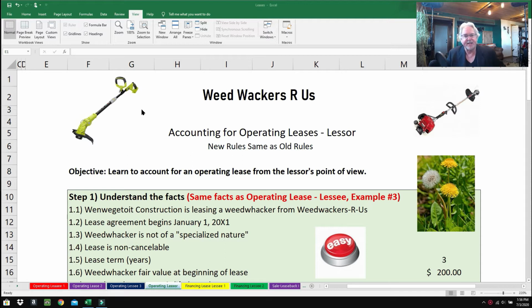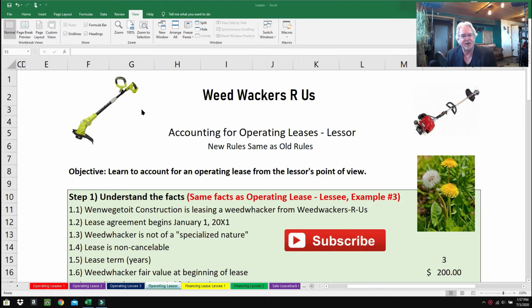We're going to study accounting for operating leases from the lessor's point of view. All the other lessons have been from the lessee's point of view. Now, operating leases have recently changed. They're a lot more complicated than they used to be, especially from the lessee's point of view. But fortunately for us today, accounting for operating leases by the lessor is pretty much the same, and it's quite easy. So this should be a pretty fast lesson.